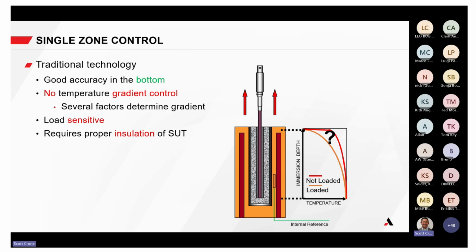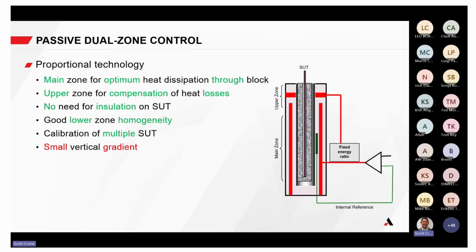So to compensate for that, we developed passive dual zone control. Now, we no longer use this technology, but it's a good technology to understand. And basically what we did is we took the top portion where we saw that heat loss, and we put a second set of elements up there. It was a fixed energy ratio, and we shifted some of the energy from the main zone at the bottom up to the top to just keep a little bit of energy up there and keep it from going away. Now that basically took away some of the need for insulation. It gave us good lower zone homogeneity.